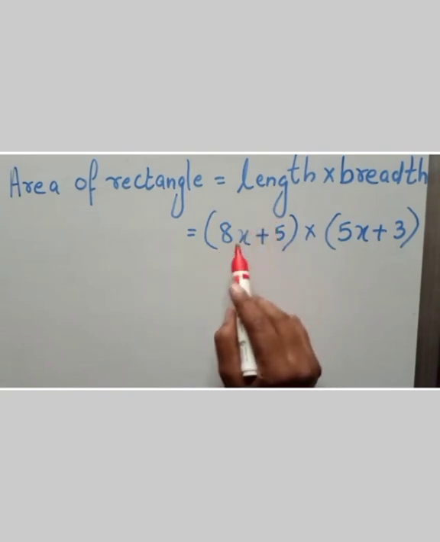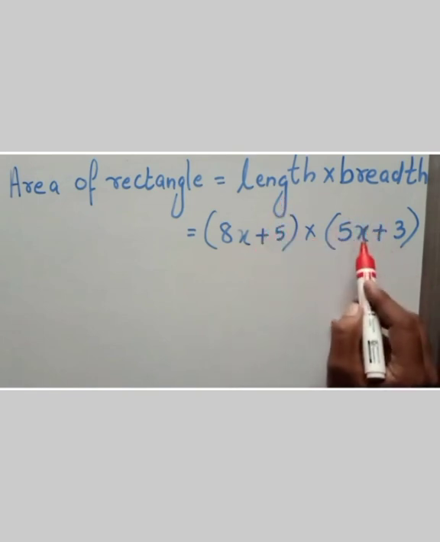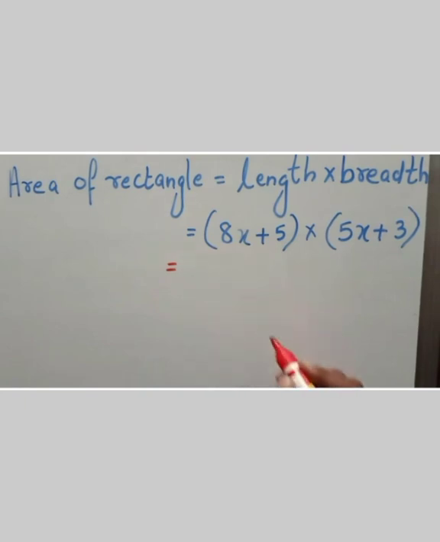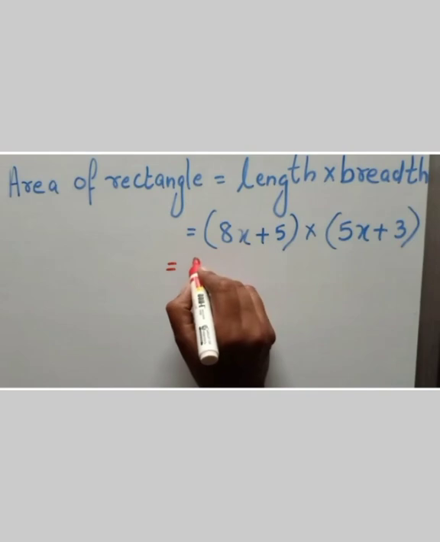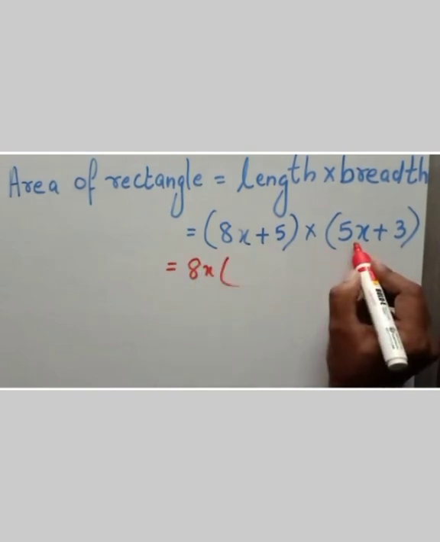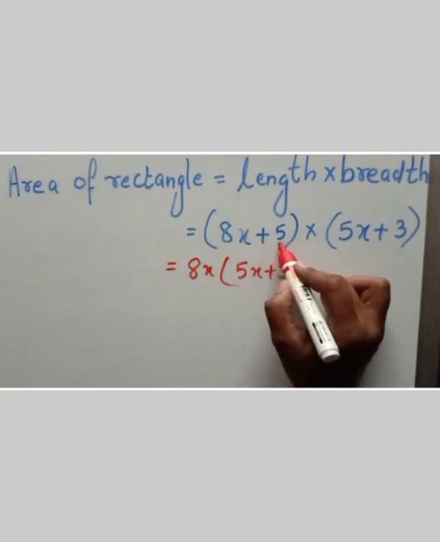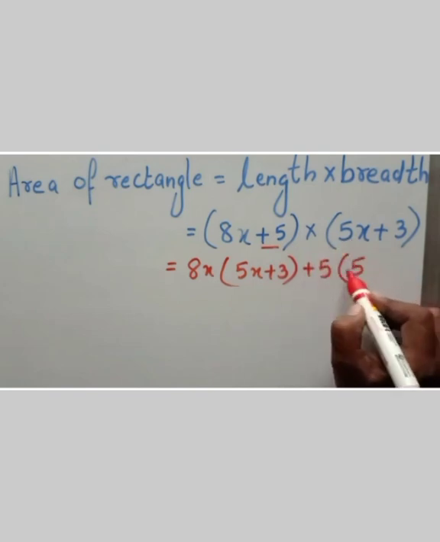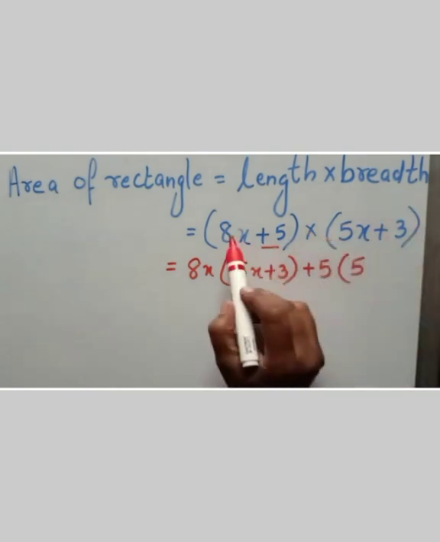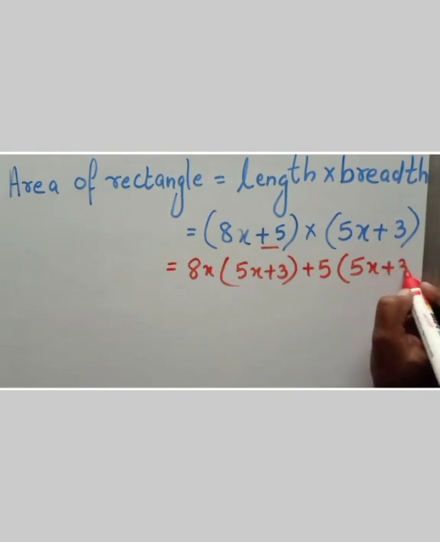Now length is 8x plus 5. In the place of length you will write this, into breadth is this. Now you know the distributive property, you can open the bracket using that. First we will write 8x into this full bracket, 5x plus 3. Then what is the sign? Plus. Along with the sign you have to take the next term, 5, so plus 5 into this full bracket. So this full bracket is common for the first term and second term of the first expression, so you will get 5x plus 3.